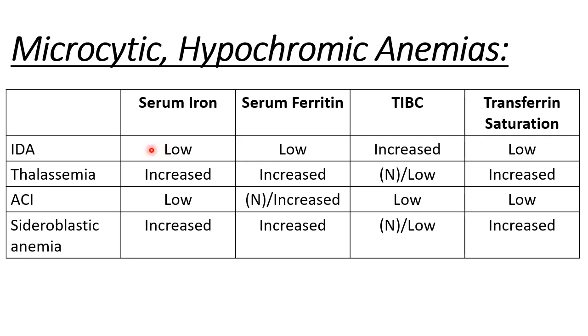There is a low iron, ferritin, and transferrin saturation in IDA dahil nga sa bagsak na iron levels, no? This is the true iron deficiency. Okay? Sa thalassemia, walang deficient na iron, only globin problem. So, mapapansin nyo, naiipon lang yung iron, ferritin, and the transferrin saturation is also increased. TIBC, baligtad tayo dyan. No?